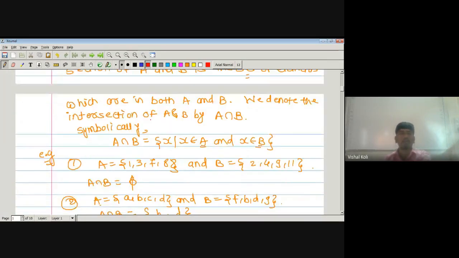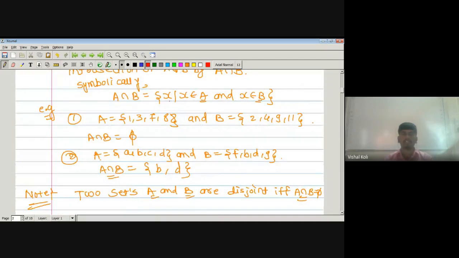Okay. So A intersection B is nothing but it contains all such elements which belong to both A and B. Suppose we have taken A as {1, 3, 7, 8} and B as {2, 4, 9, 11}. These two sets contain no element common, since both are disjoint. Therefore, A intersection B contains no element. No element means it is an empty set. A intersection B is also a set, but there is no element in that set, therefore it is an empty set.